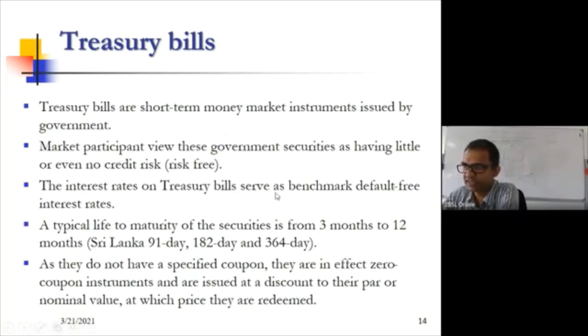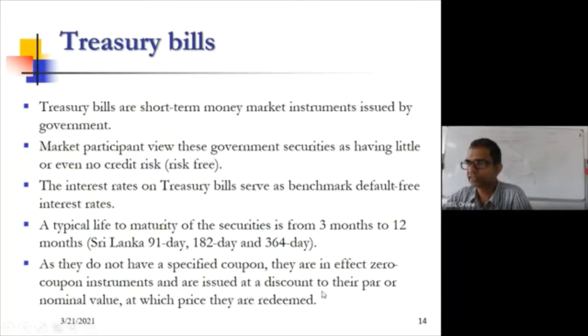And we use the treasury bill interest rates as benchmark rates. Say, what is the 3 months rate, what is the 1 year interest rate. So we'll add some other premiums to the treasury bill rate. That's why we call the treasury bill rate a benchmark for the market. So we discussed maturities, and as I mentioned, there's no specified coupon, no interest income during the lifetime of the treasury bill.